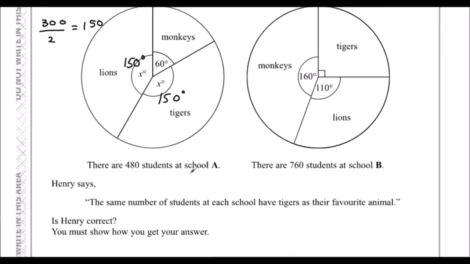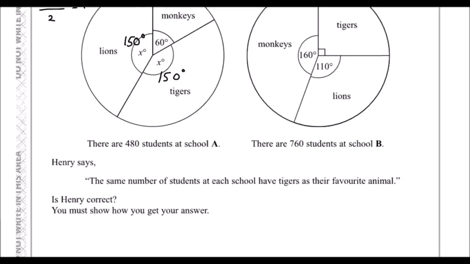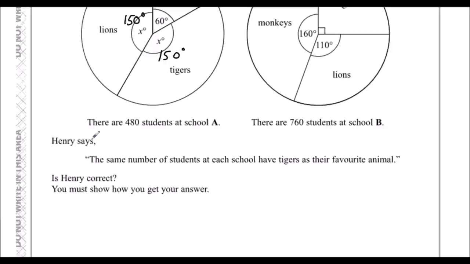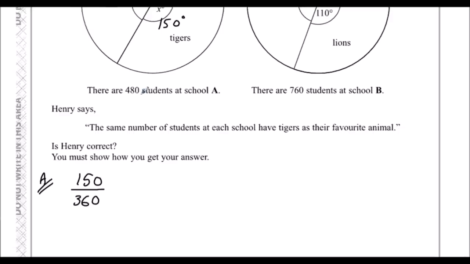Now we're told there are 480 students at school A and there are 760 students at school B. Henry says the same number of students at each school have tigers as their favorite animal. Is Henry correct? So we need to work out how many students at each school have tigers as their favorite animal. So we know the fraction of students at each school that have tigers as their favorite animal. So at school A, 150 degrees out of 360 degrees, 150 out of 360 have tigers as their favorite animal. But there are 480. So we want to know what this is out of 480.